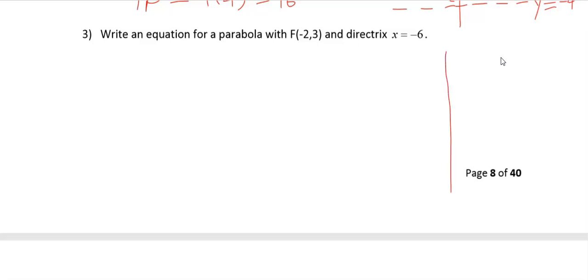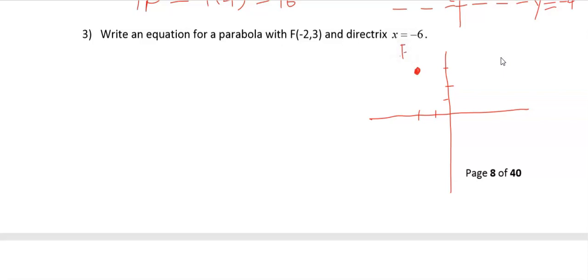So here we go. Let's make another rough sketch. Something like that. So the focus is at -2. Now remember, plot your points correctly. There's -2. +3 would be 3 blocks up. So about right there, there's my focus.